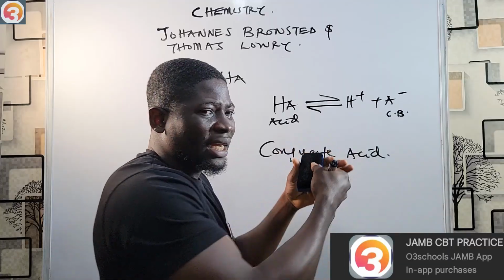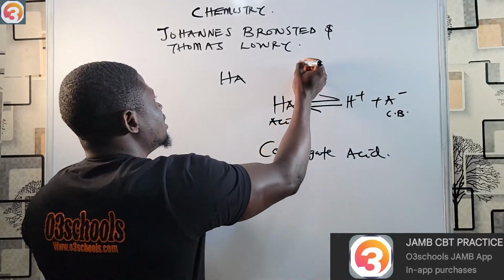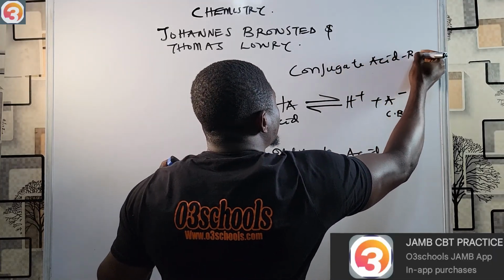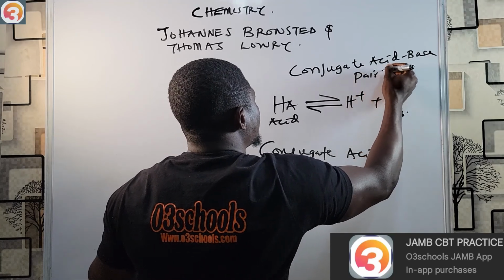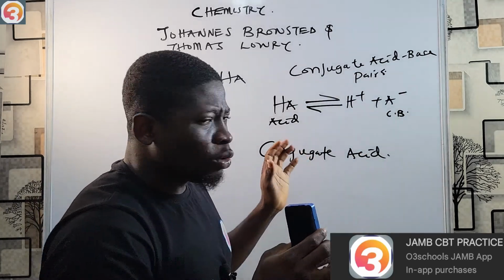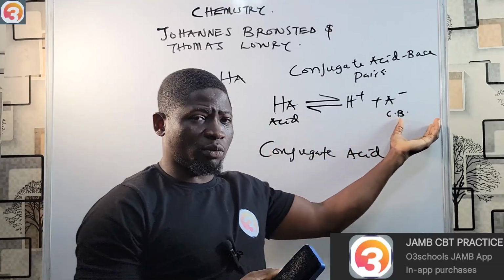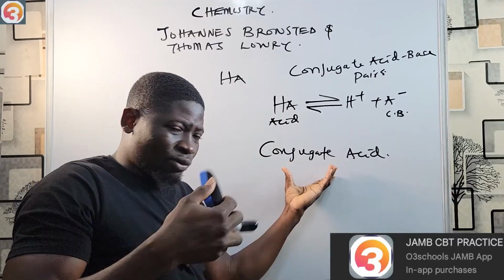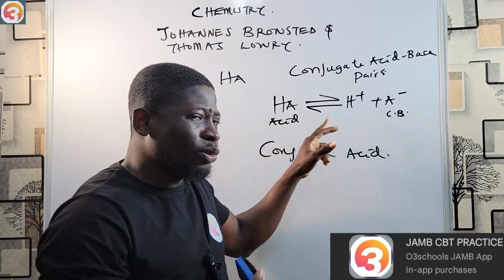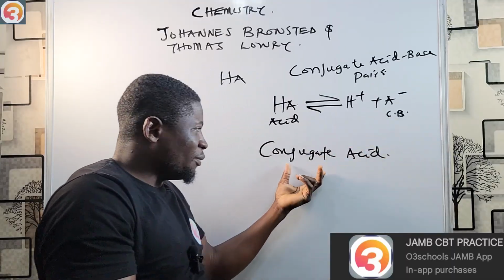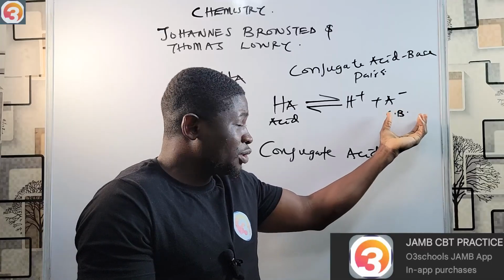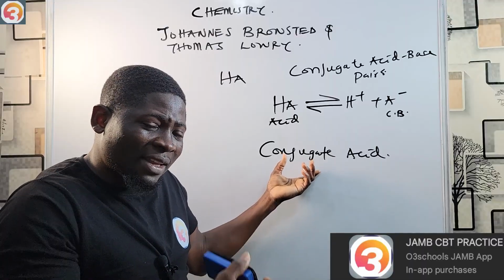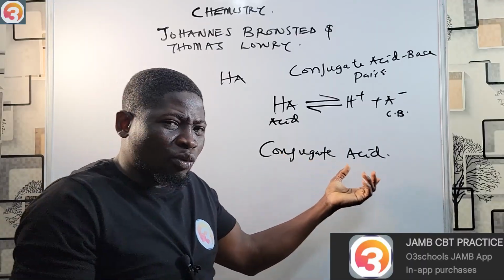And together, both of them are called conjugate acid-base pairs. So this is the acid, and this is the conjugate base. Now, the conjugate acid also arises because a base can accept a proton. The acid donates a proton, and the conjugate base is formed. But when a base is accepting a proton, what will be formed is the conjugate acid.